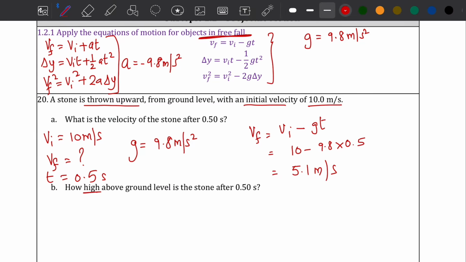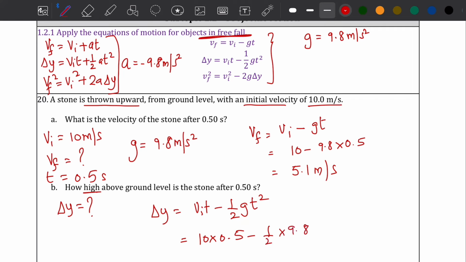Then we want to find how high it reaches. So that means delta Y we want to find. Delta Y is Vit minus half gt square. We'll write 10 multiplied by 0.5 minus half multiplied by 9.8 multiplied by 0.5 square, which is going to give us the answer as 3.775, and we'll put the unit meter.